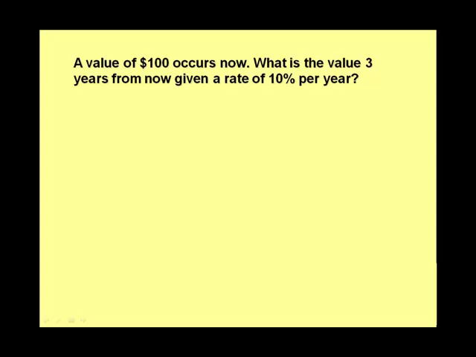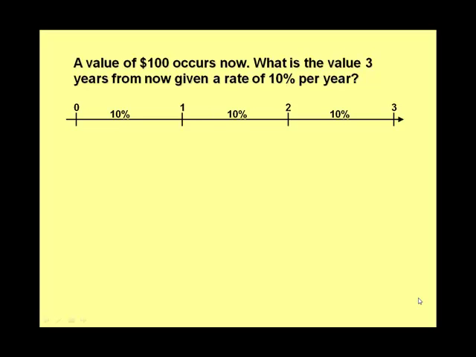Here we have a simple time value of money problem where we're trying to find a future value. We have $100 now, and given a rate of 10% per year, we're trying to find the future value 3 years from now. So before we begin any calculations, let's first draw out a timeline.